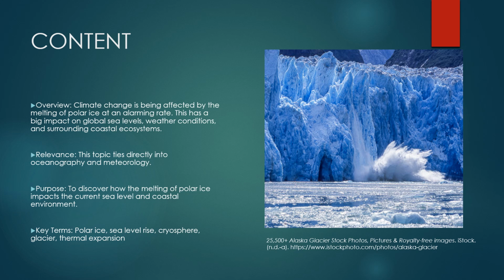Melting polar ice is one of the most visible and alarming signs of climate change. The ice at the Earth's poles, especially in regions like Greenland and Antarctica, is melting at increasingly alarming rates, contributing to global sea level rise. This topic is especially important in the fields of oceanography and meteorology because it affects not only sea levels, but also ocean circulation, weather patterns, and coastal systems. The goal of my presentation is to help you understand the science behind polar ice melting and the data supporting it, and along with all of that, the real-world consequences we are starting to see.